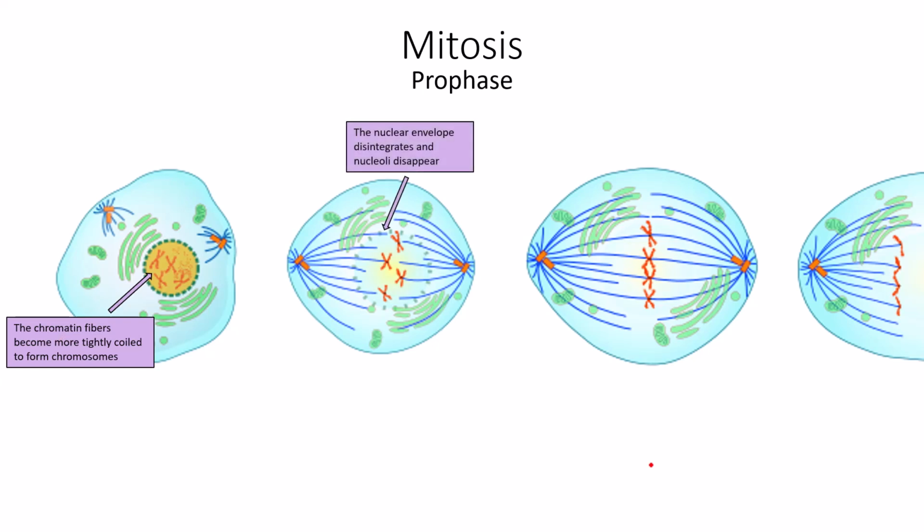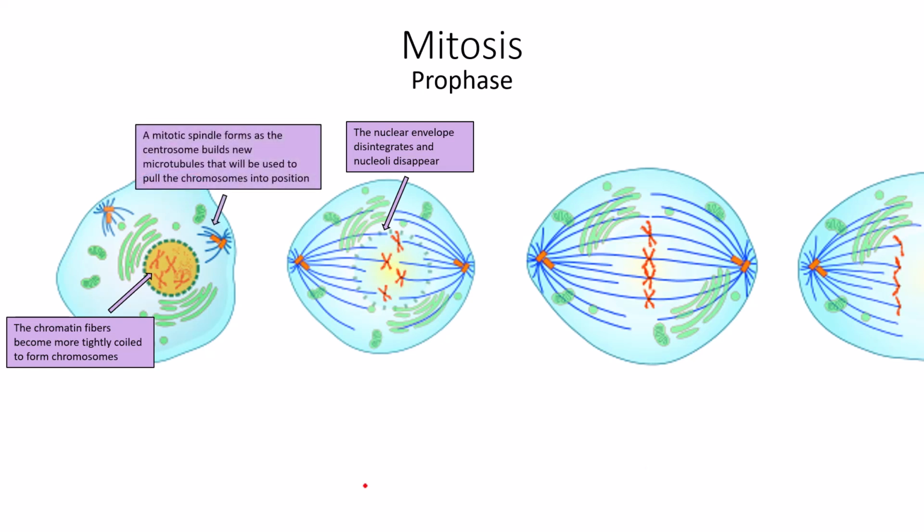The nuclear envelope, which is this nuclear membrane that surrounds the nucleus, is going to disintegrate and the nucleoli disappear. So as you can see, we have just standalone chromosomes. A mitotic spindle forms as the centrosome builds new microtubules that will be used to pull the chromosomes into positions. These are centrioles, and those centrioles are going to begin to form those microtubules. This entire thing becomes the mitotic spindle. It is also called the centrosome, and the centrosome is going to be instrumental in not only moving the chromosomes around, but also dividing the chromosomes and then producing the elongated cell that is indicative of anaphase.